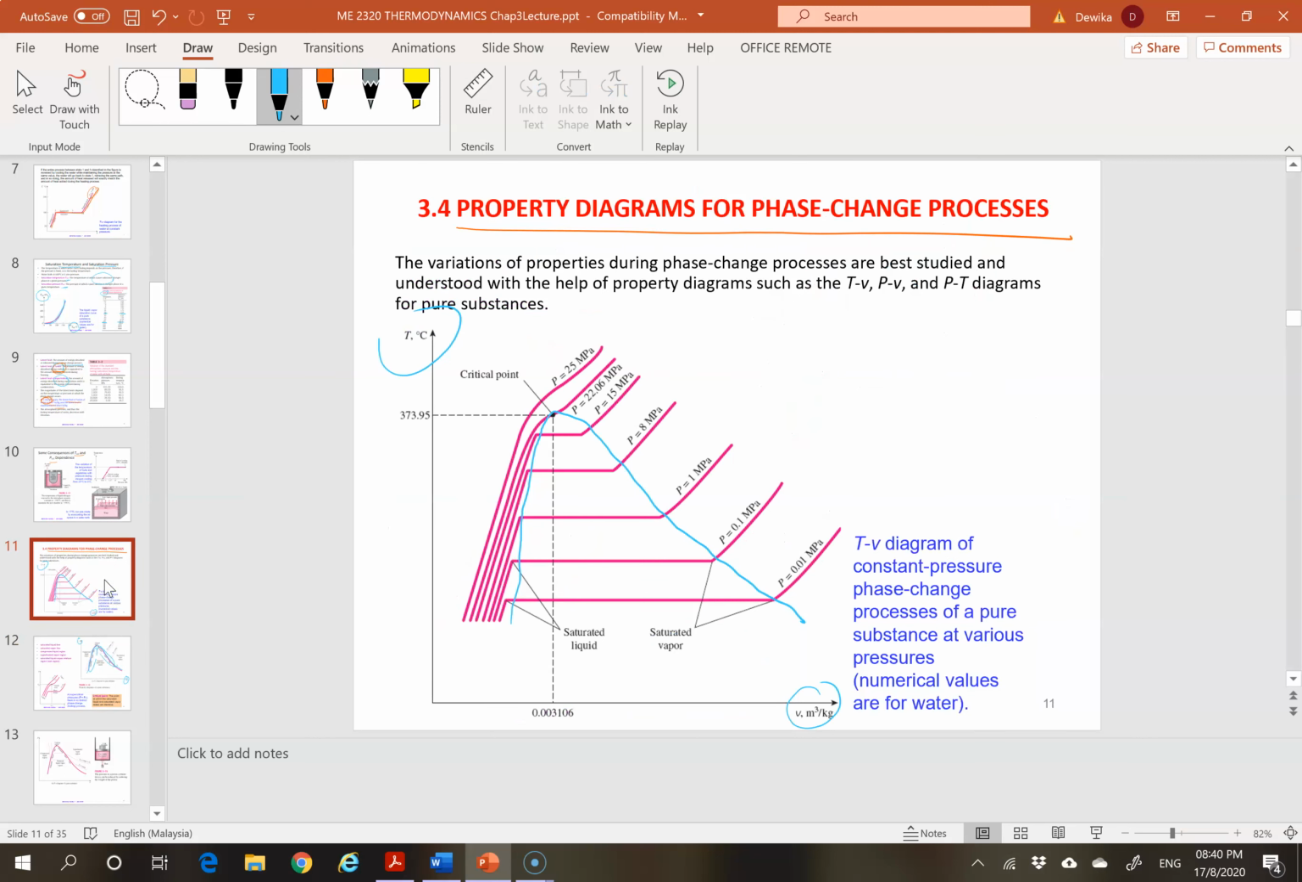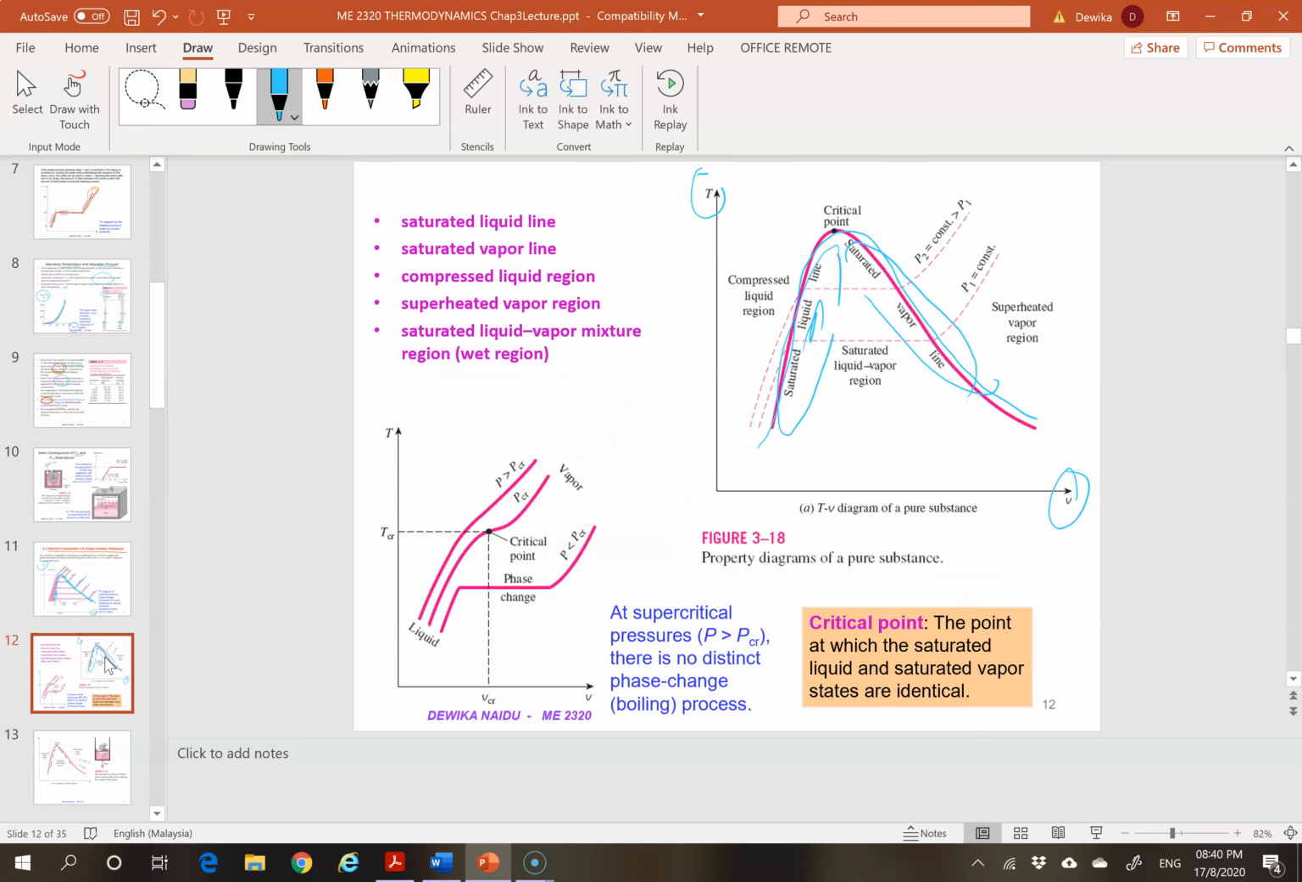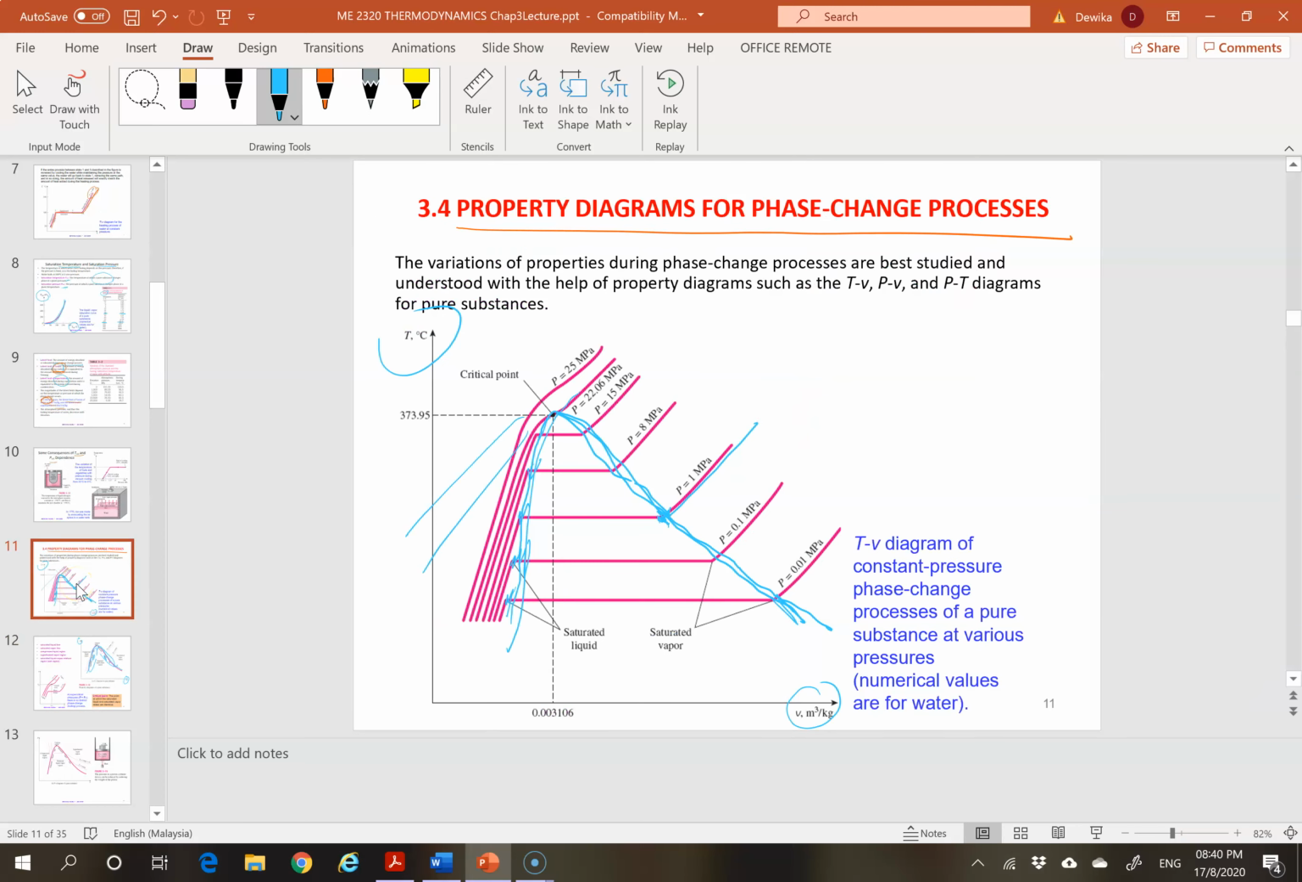Why? You remember the region just now? Anything that's beyond here, because this point here will be the saturated vapor. Correct or not? It's about to change to superheated vapor. And this is the saturated liquid dots, so you join this way. That's why this is the saturated liquid line and this is the saturated vapor line. So anything that's beyond this region here will be compressed liquid.